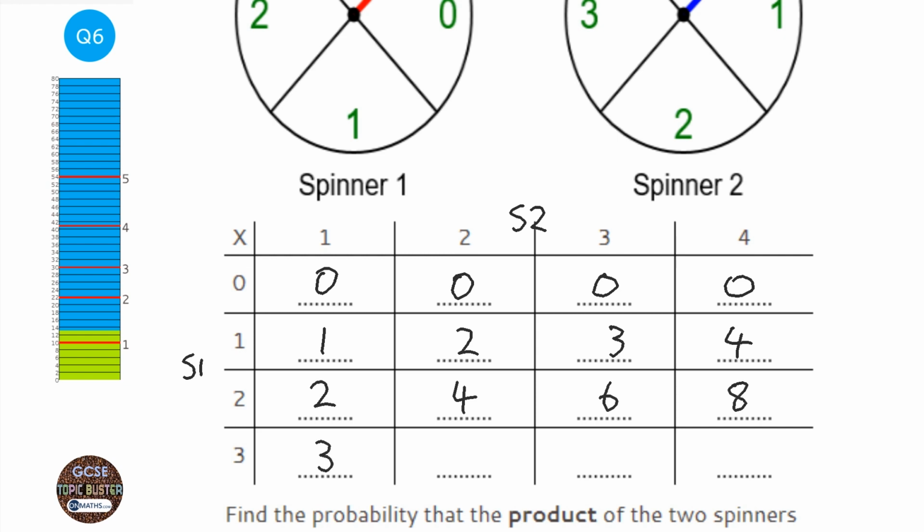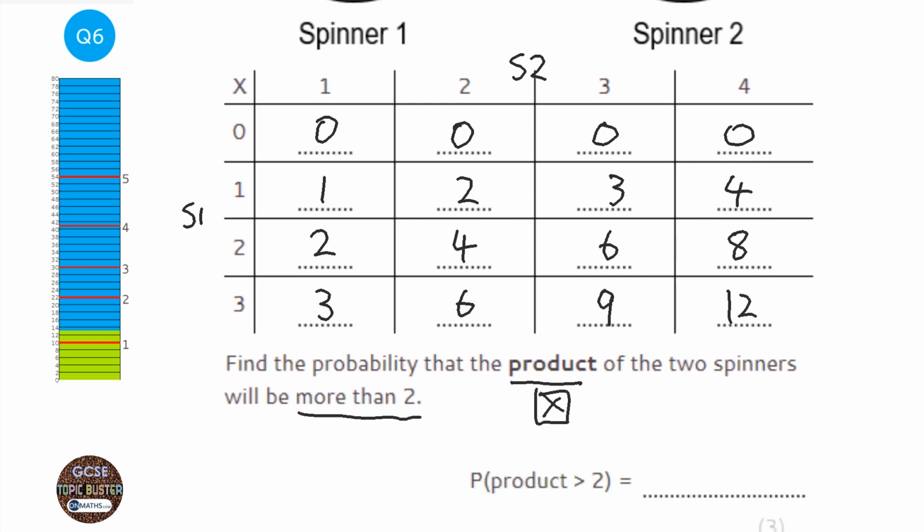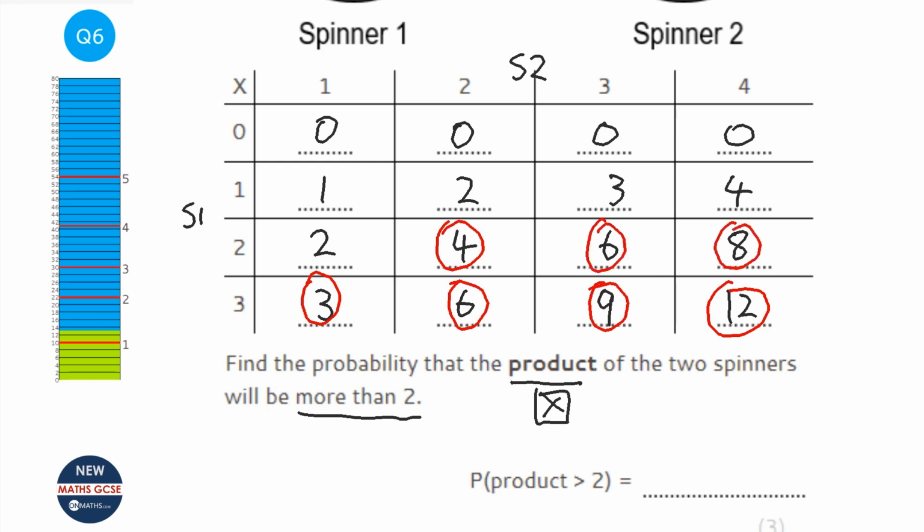and 3 times 1, 3 times 2, 3 times 3, and 3 times 4. So these are all our possible answers when we spin these two spinners. And what I'm going to do is try and show all the ones that are more than 2. So 1, 2, 3, 4, 5, 6, 7, 8, 9. So 9 of them are more than 2. So 9 will be on the top of my fraction when I show the probability.